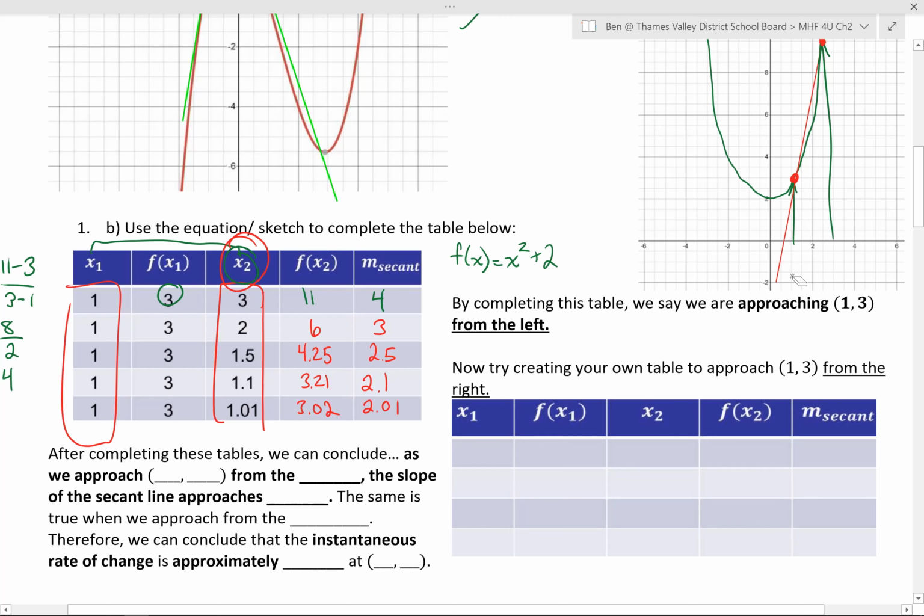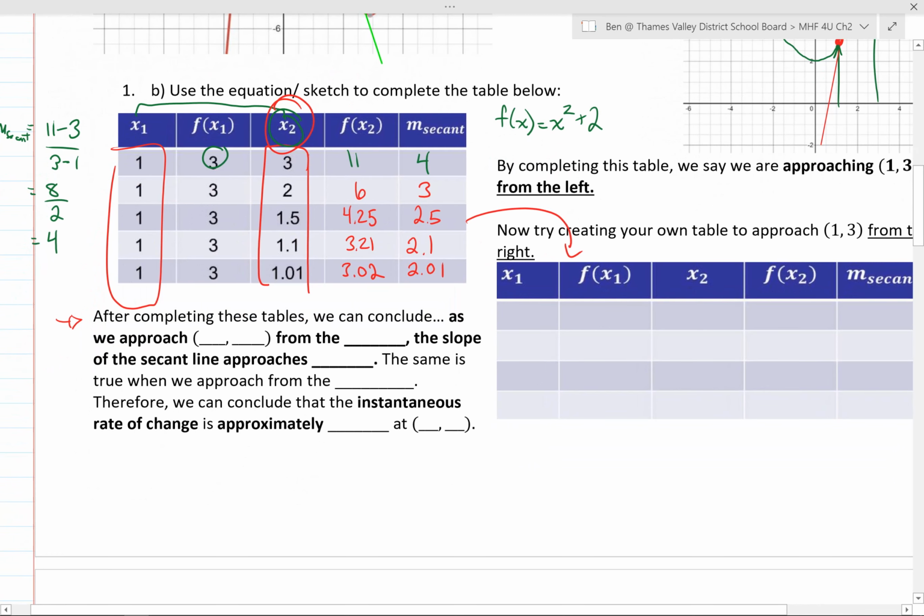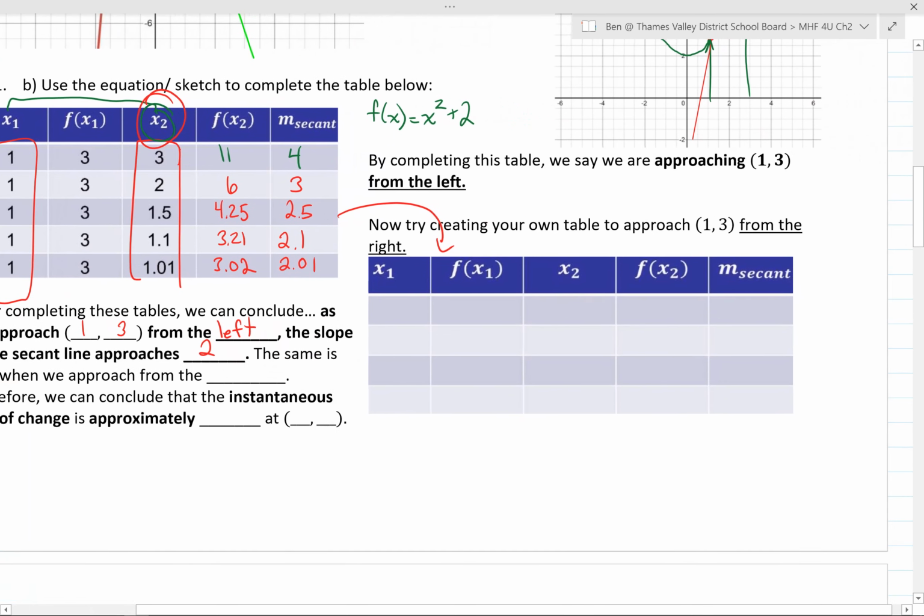Now, as we approach, and I'm just going to start filling out this summary a little bit out of order before getting to the next table. As we approach the point 1, 3, where 3 is my y coordinate where x equals 1, as we approach the point 1, 3 from the left, the slope of the secant line approaches 2. And then we can try this as well from the right.